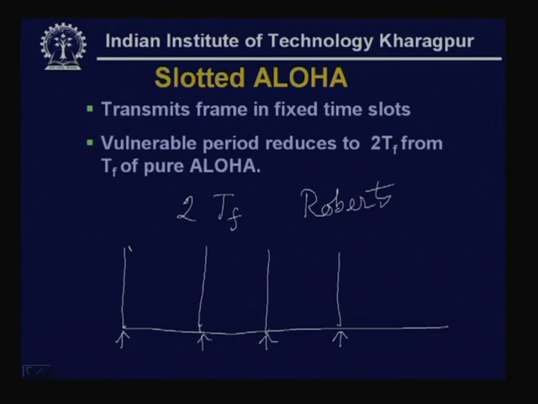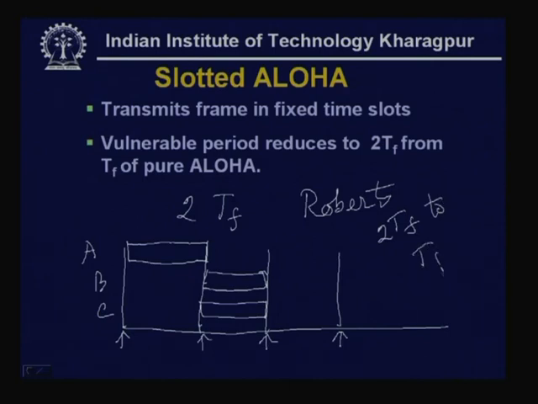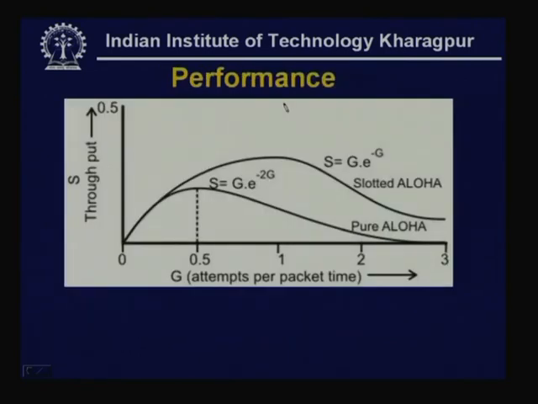So, in case of pure Aloha, transmission can start any time. In slotted Aloha, whenever there is overlap, say this is your sender A, this is your sender B, this is sender C, there will be overlap for the entire frame, not part of the frame as it happened in case of pure Aloha. As a consequence, in this case the vulnerable period is reduced from 2 TF to TF, and this will lead to better performance of this slotted Aloha technique. Let us see how the performance varies.